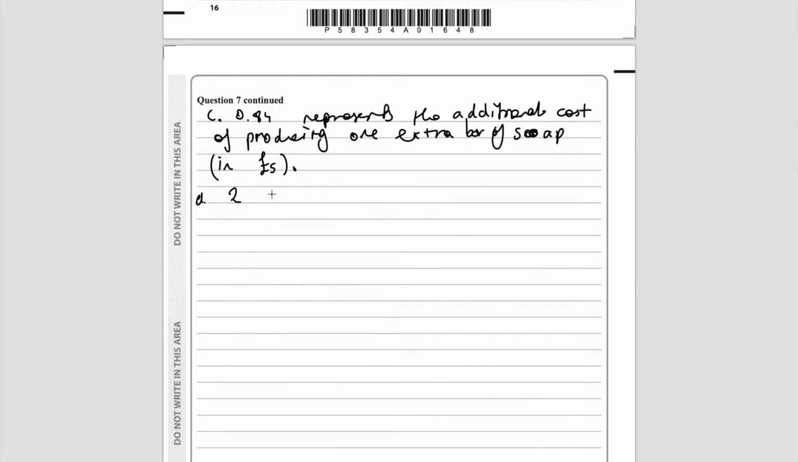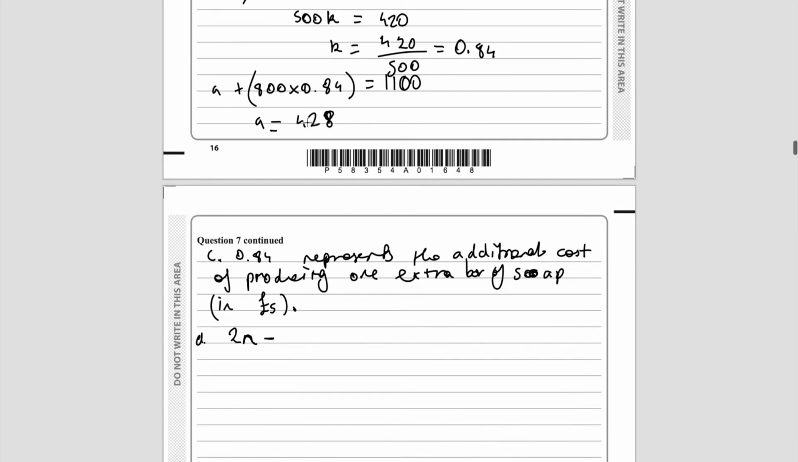So we have 2, which is the price of 1 bar of soap, multiplied by the number of bars of soap we're selling, n, the number that we're trying to find out, and that gives us our total revenue. Okay, and from that we're going to be taking away the costs. We saw that in this case A is 428 and K is 0.84, and we're going to be multiplying 0.84 by the n value we have here. And the difference between the revenue and the costs must be greater than 0 for a profit to be made.